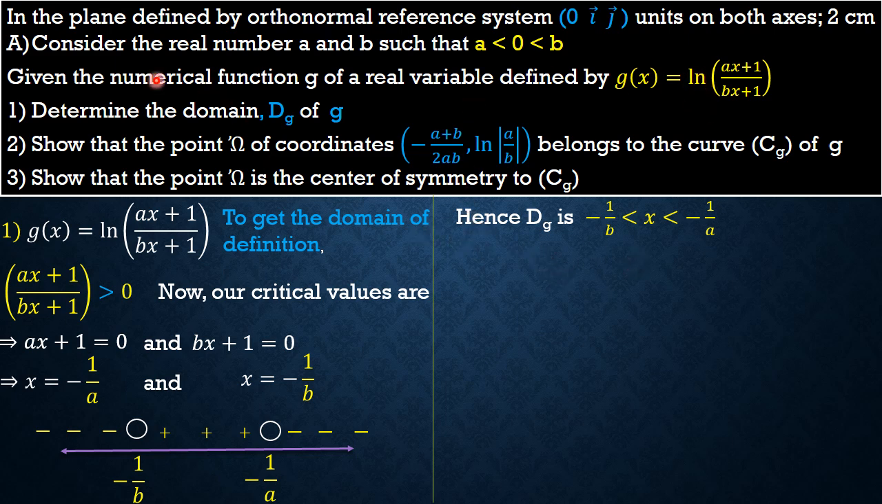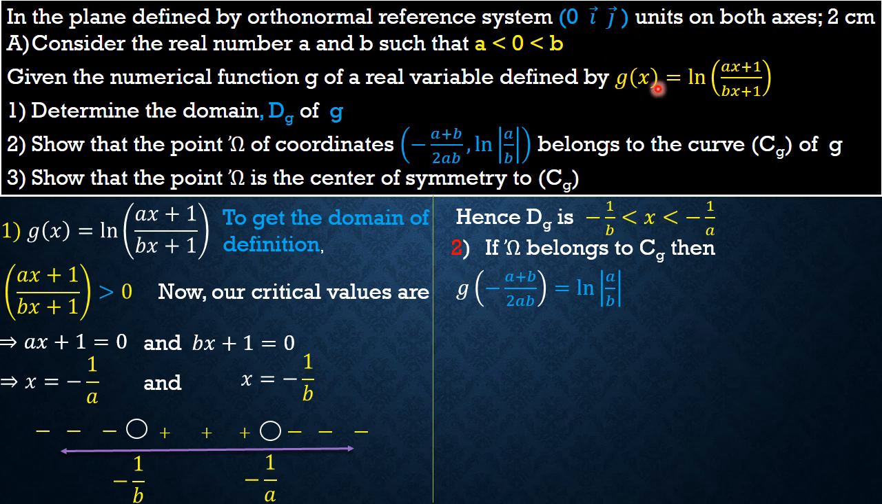Then this second part wants us to show that the point omega of these coordinates belongs to the curve C. If our point omega belongs to the curve, it means that g of negative a plus b over 2ab has to be the same as the natural log of the absolute value of a over b.